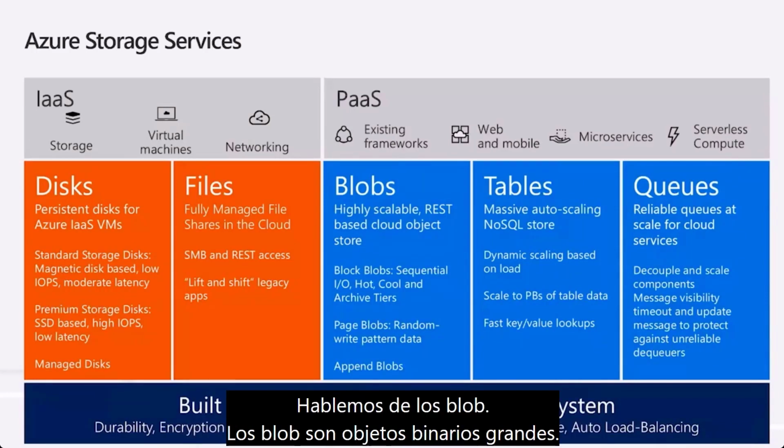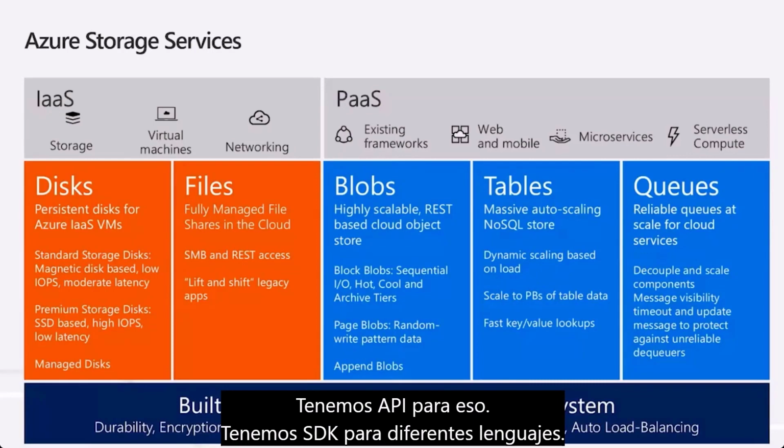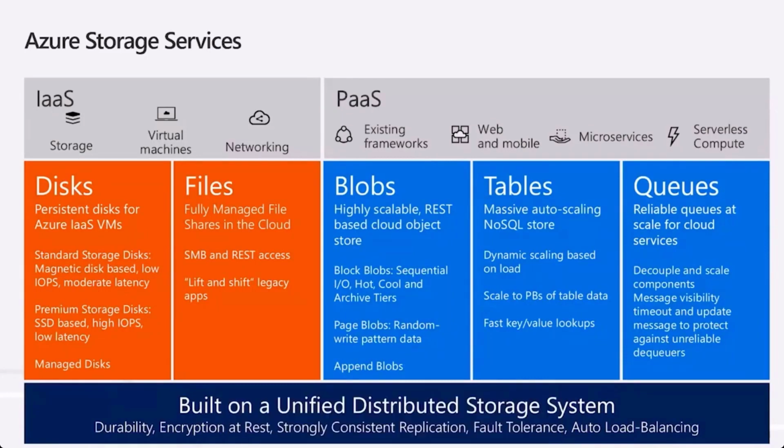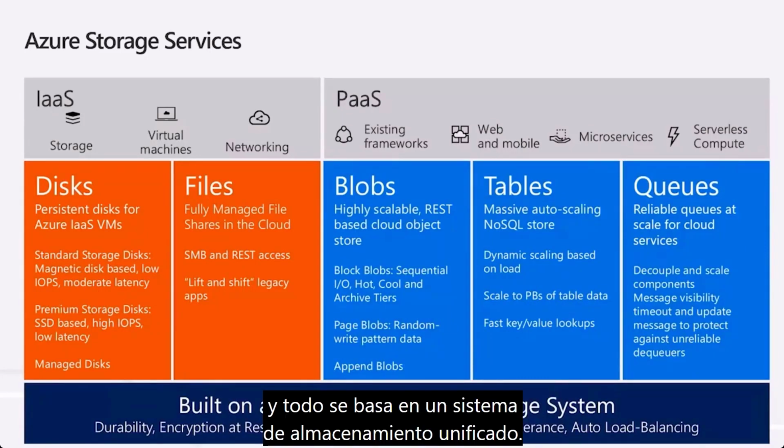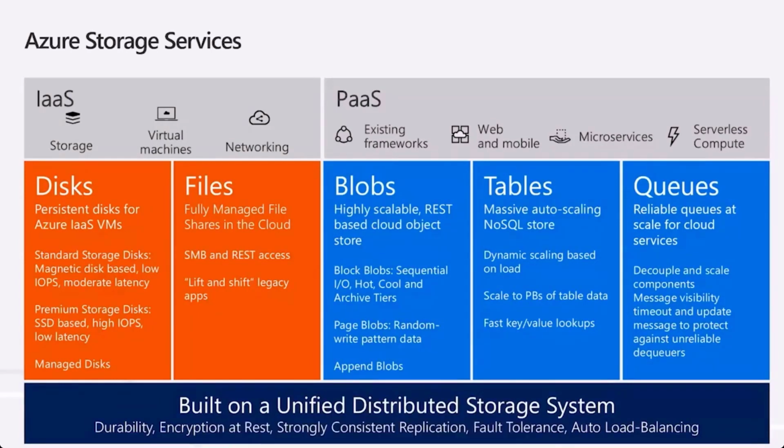So let's talk about blobs. Blobs are binary large objects. You can access all the Azure Storage services via REST, all right? So we have APIs for that. We also have SDKs for different languages, .NET of course, but also Java, JavaScript, etc. And everything is built on a unified storage system. So you have resiliency, you have encryption at rest, all right? You also have replication, which is strongly consistent. This is all working in the same manner. Load balancing, fault tolerance, etc.